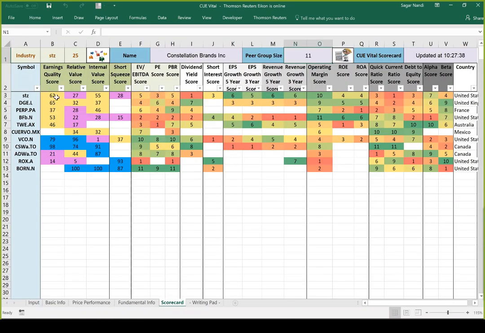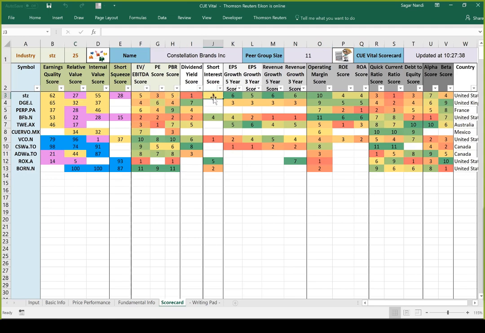Now we look at STZ. From the color coding, we can see that the intrinsic value is medium. The relative value is weak, so it is already overvalued. In terms of growth, it actually has quite good growth relative to its peers. So it's not a weak stock in terms of fundamentals, but it is already overvalued.